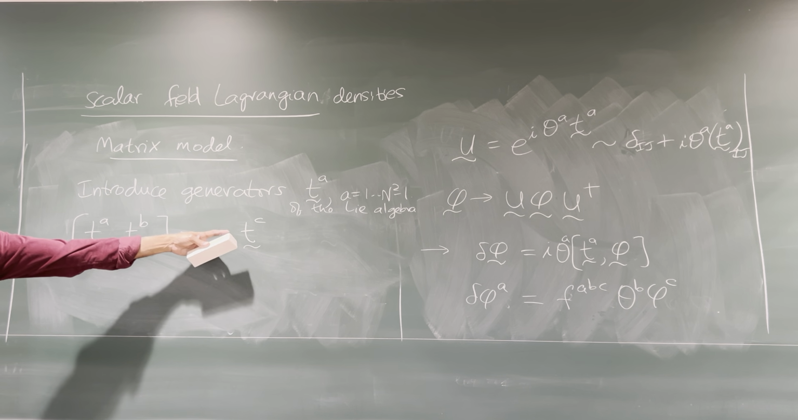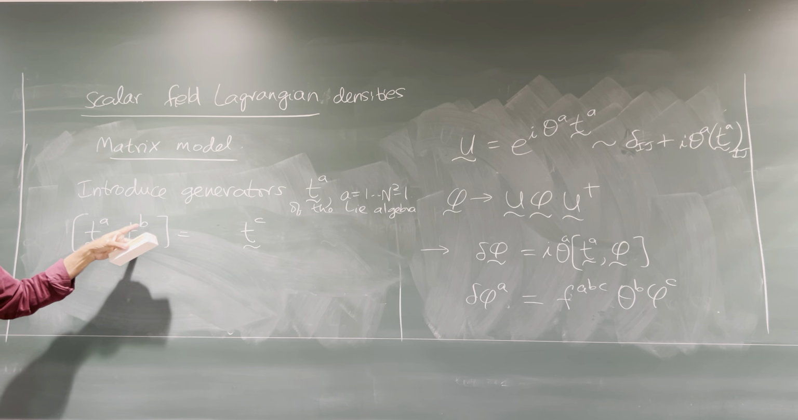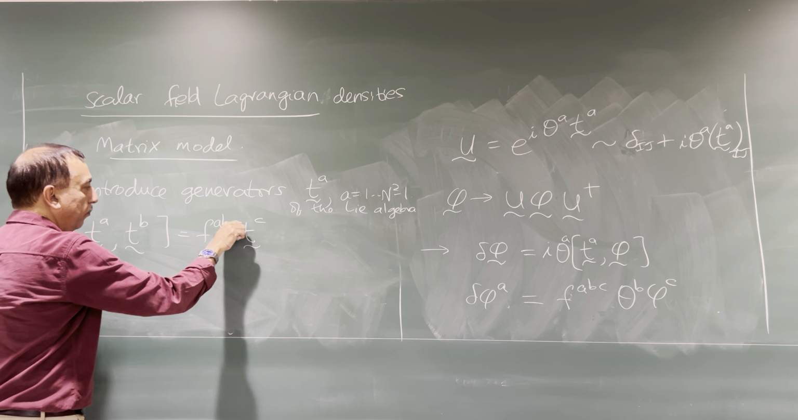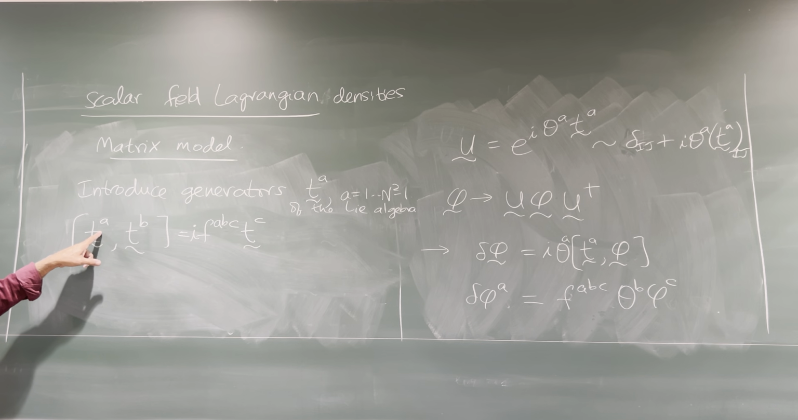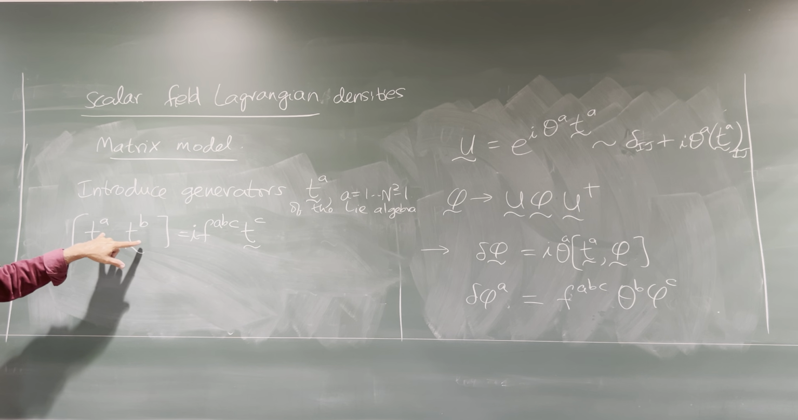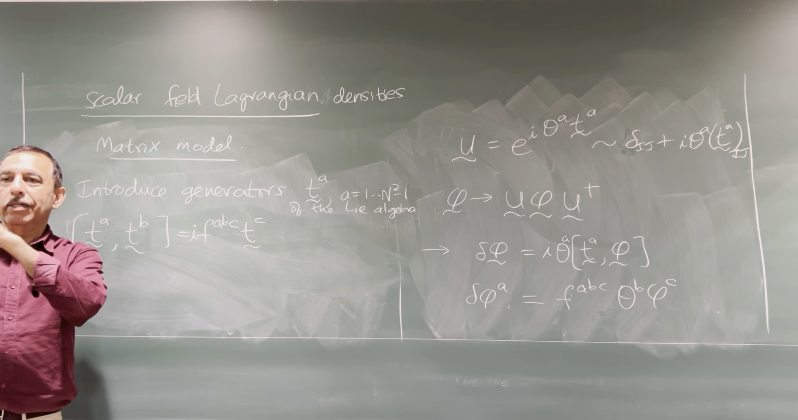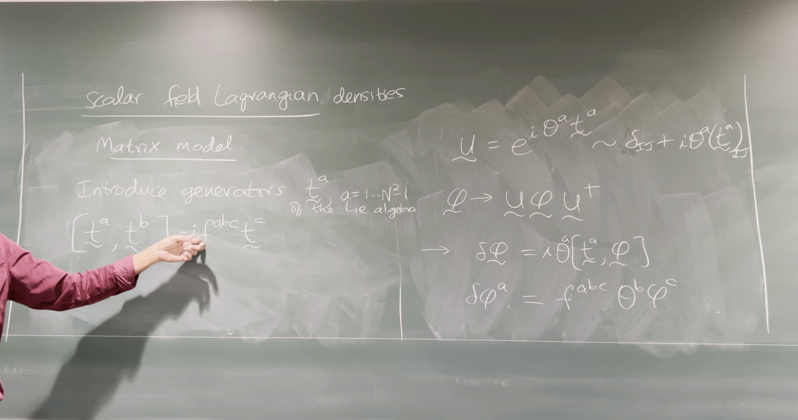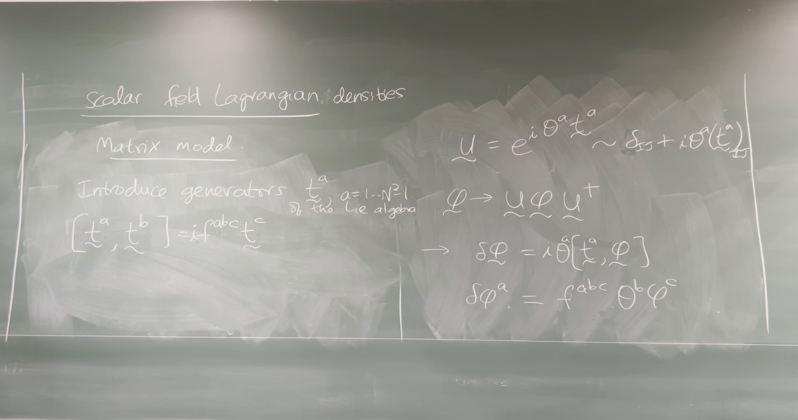Now the linear combination is parameterized by some pure numbers, which depend on A and B as well as C. I call that linear combination FABC, and I put an I because my T's were Hermitian. If I take the dagger of this commutator, it changes sign because in the dagger of a product of two matrices, the order is reversed. So this changes sign, but this won't change sign, so I put the I. Other than that, FABC are real numbers.